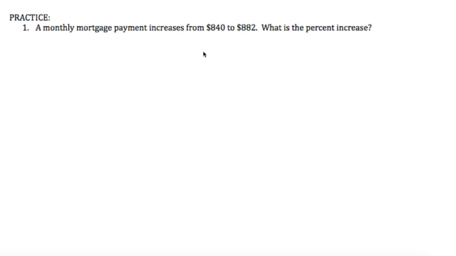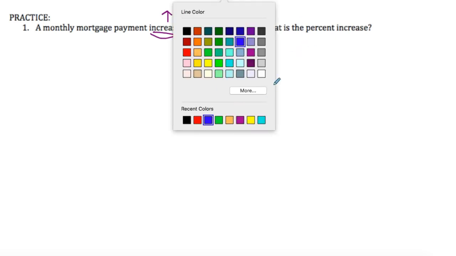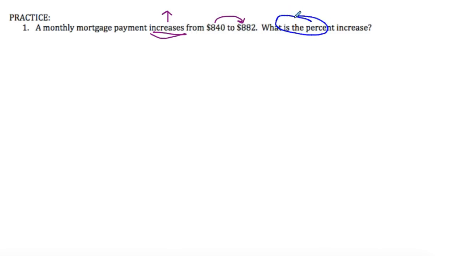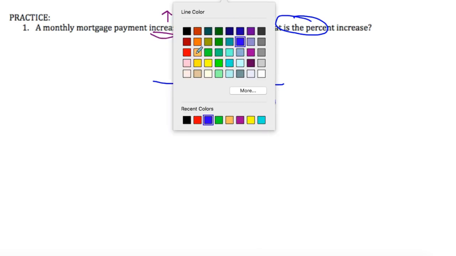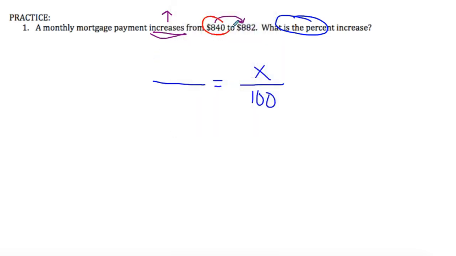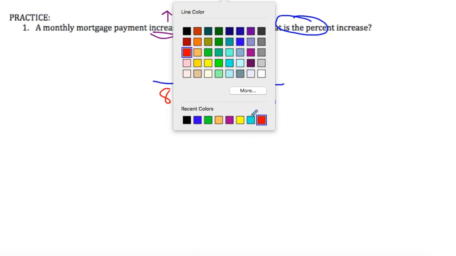So if a monthly mortgage payment increases, that is important. Increases means it goes up. So it's going up from $840 to $882. If I look at my question, it says, what is the percent? Because I don't know the percent, I'm going to put the x above the 100. This is a percent change, a percent increase problem. So I take my starting price, and that goes down here. I need to calculate the change.